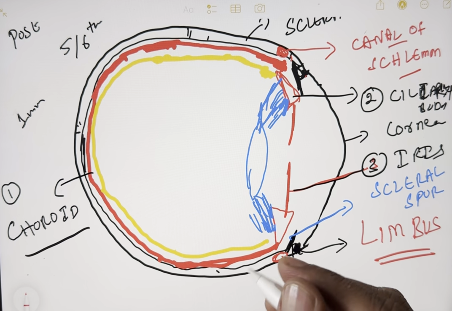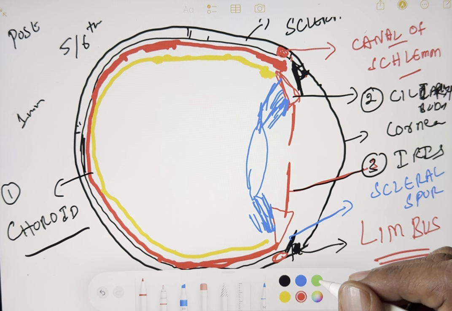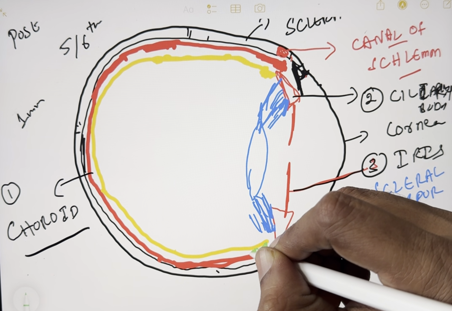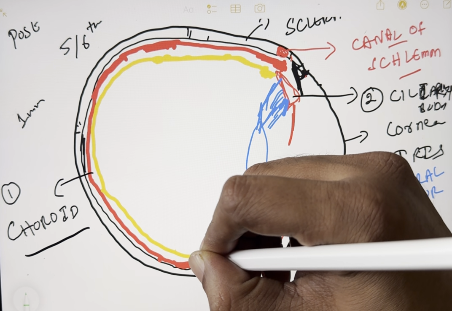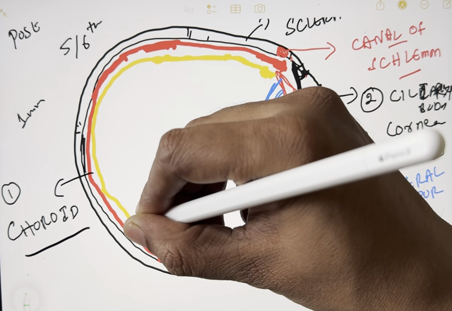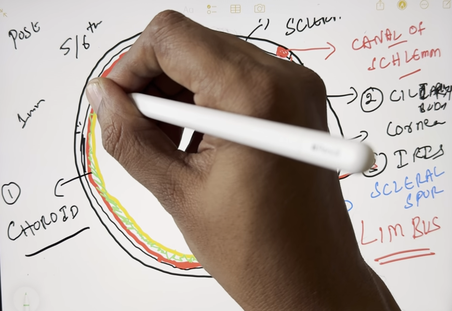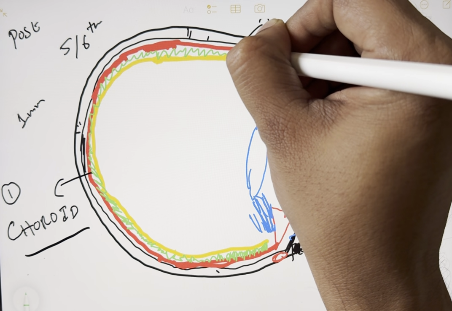Now, the inner layer, the retina, is basically made up of two broad layers. I will use this green color; actually there are 10 layers, but two broad layers. One is the pigmented epithelial layer, which is the outer layer, and the other is the inner nervous layer, which has neuronal cells like ganglion cells, and photoreceptor rods and cones. So, this is the pigmented epithelial layer, which I am highlighting with green.